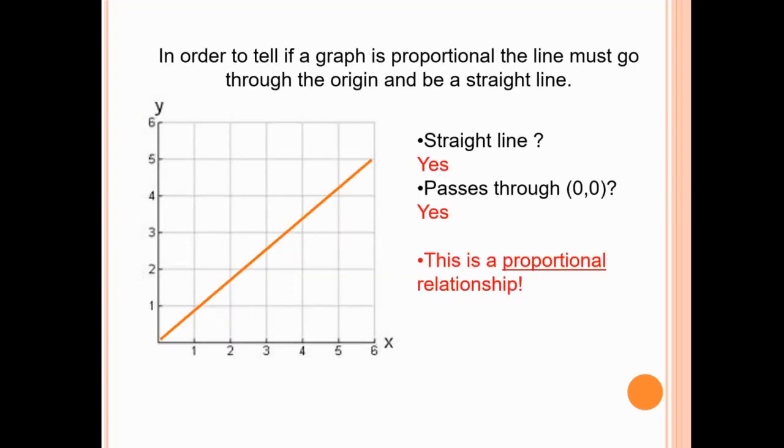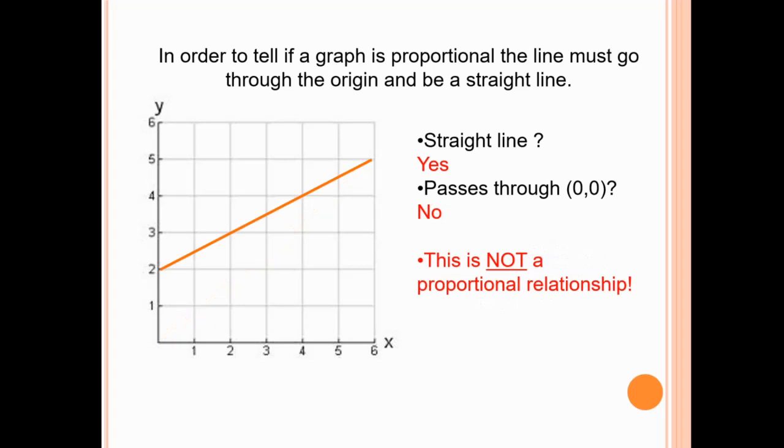Now, here's an example of that. In order to tell if a graph is proportional, the line must go through the origin and must be a straight line. The example we have here already is a straight line and it touches the origin. The first question: is it a straight line? Yes. Does it pass through (0, 0), or the origin? Yes. So this is an example of a proportional relationship.